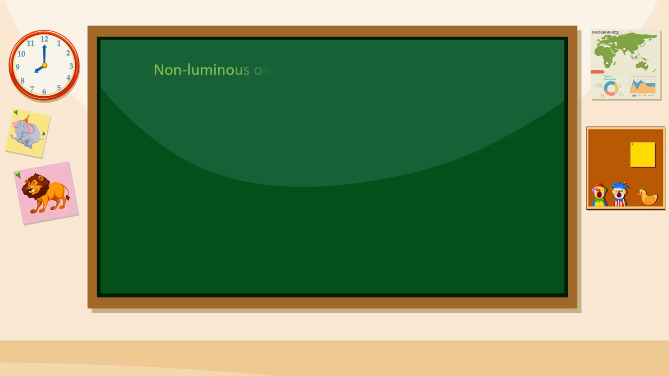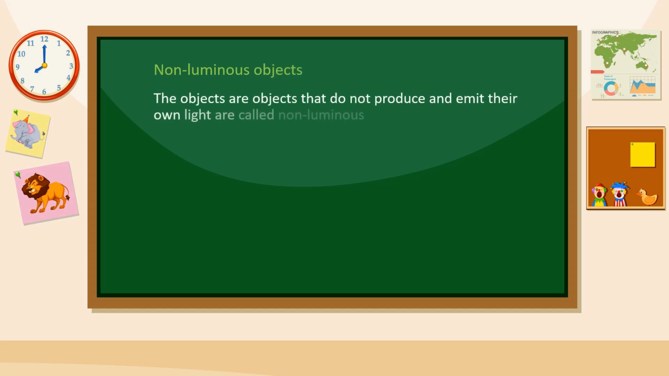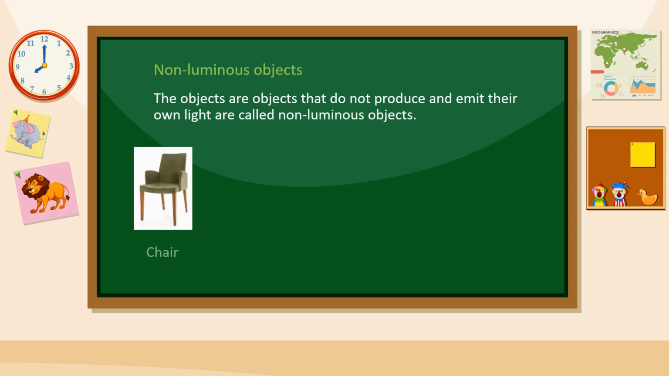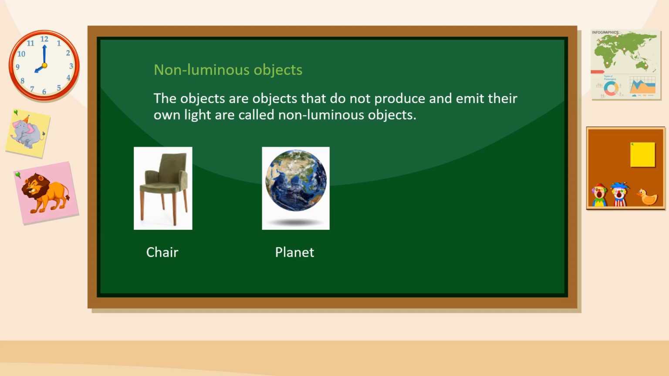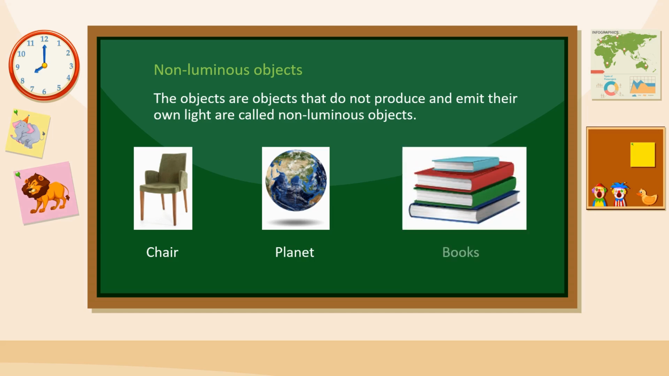Non-luminous objects. The objects that do not produce and emit their own light are called non-luminous objects. Chair. Planet. Books.